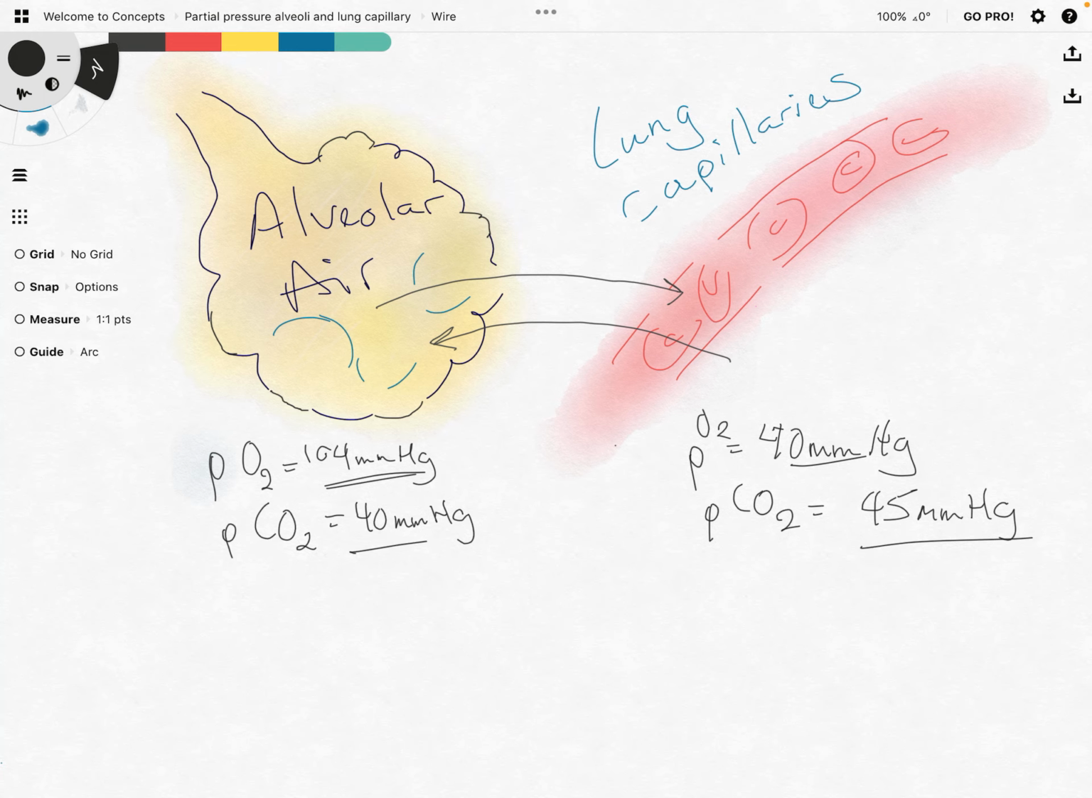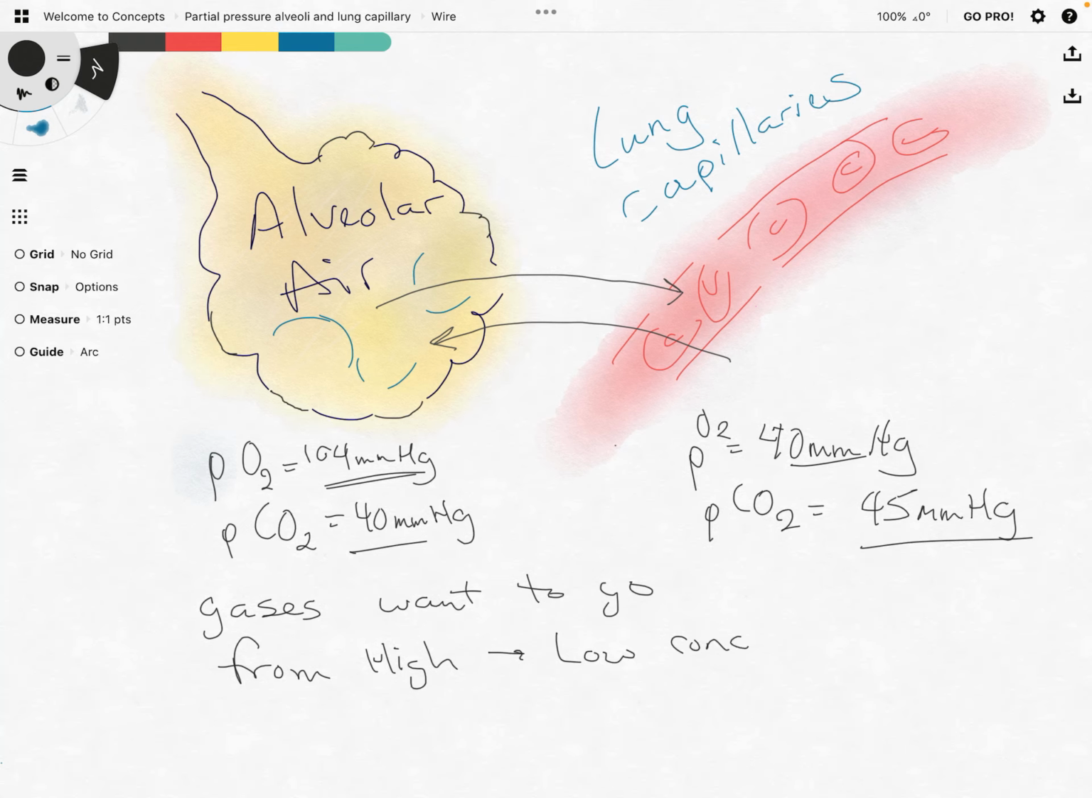So gases, like many things, want to go from high concentration to low concentration. All right. So I'm just going to represent concentration by that little shorthand there. Okay, so gases want to go from high concentration to low concentration. So having higher partial pressures of gases from one area compared to another is going to dictate the movement of those gases from that one area to the other.